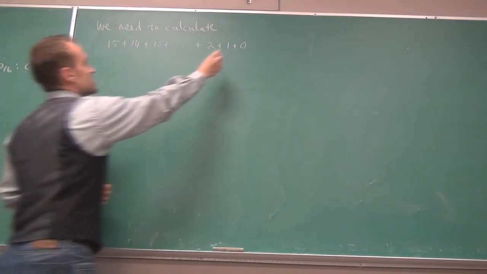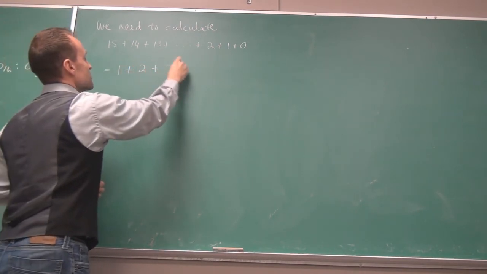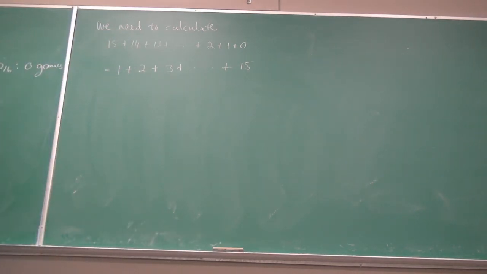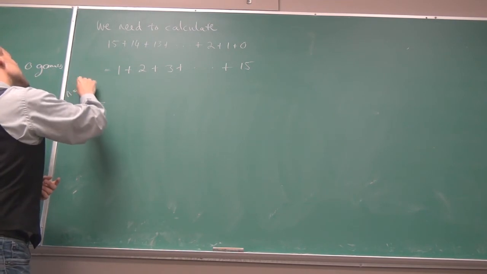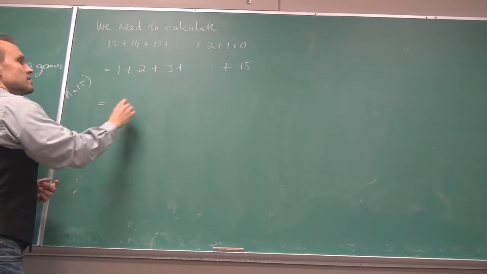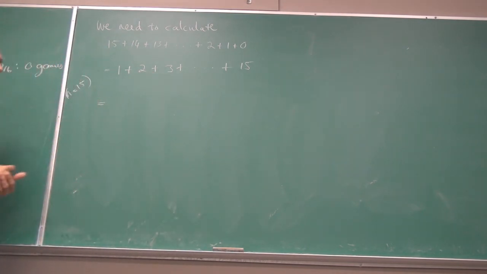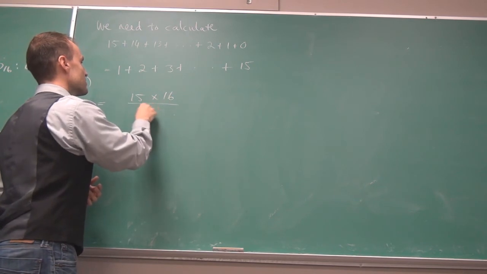So let's write this. The 0 doesn't matter. 1 plus 2 plus 3 all the way to 15. Well, didn't we just do a formula for that? Now n, you can say here, n is 15. Therefore, it starts at 1, goes up by 1 every time. It fits the formula. So it's 15 times 16 over 2.